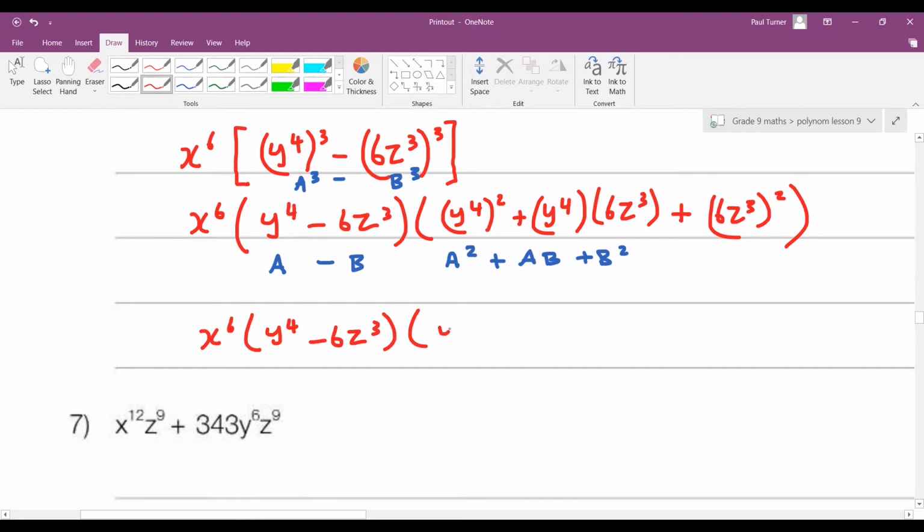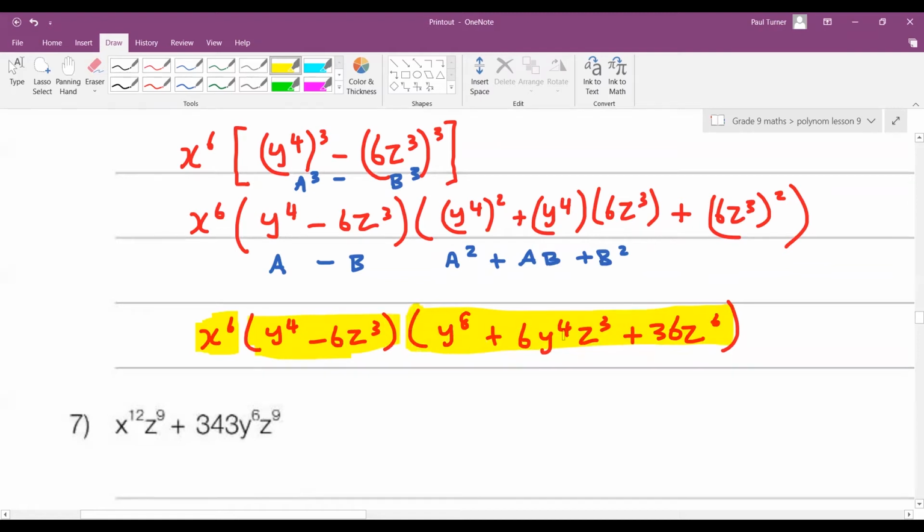So this would be y^8 plus, now I'll put the number first, so that's 6 y^4 z cubed, and then the last term 36z^6, like that. So that's your answer. There should be then 3 factors. This is your first one, that's your original factorization, then your second factor, and then the last one here. Okay, so copy that down. That's question 6. I'll leave it there a minute.